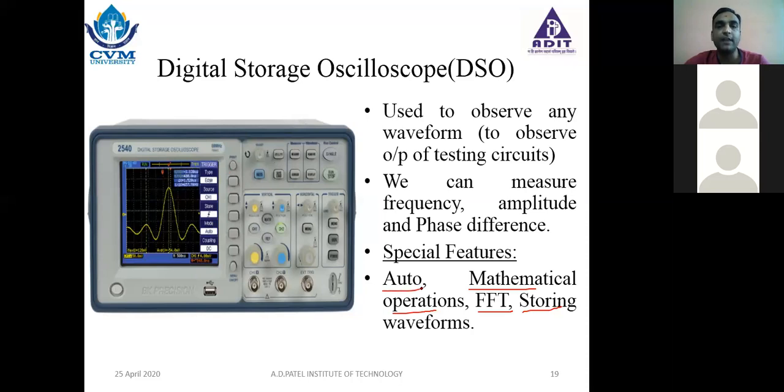You will have the auto option. As I said, it will set your volt per division, time per division knob perfectly. So right now in the laboratory you may observe DSO mainly, because it is the advanced version and it has very good facility. So we are using DSO in laboratories to observe the waveforms of your output circuits or the waveform which is coming from the function generator.